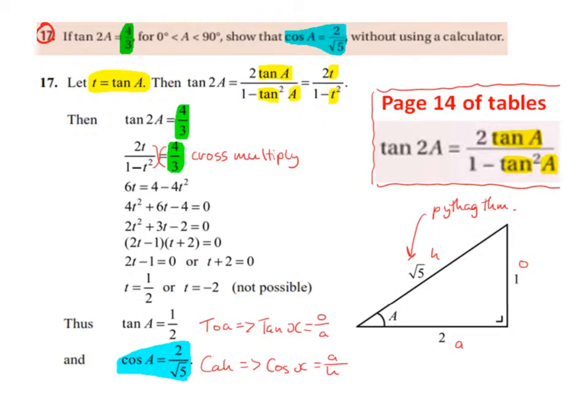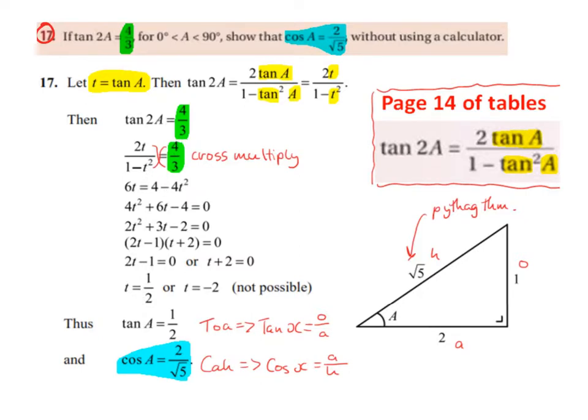Now remember, we're told in the question tan of 2a is 4 over 3. So we're going to let this equal 4 over 3. So tan of 2a becomes 2t divided by 1 minus t squared. And then we're going to cross multiply. So 2t multiplied by 3 is 6t. And 1 multiplied by 4 is 4. And minus t squared multiplied by 4 is minus 4t squared.